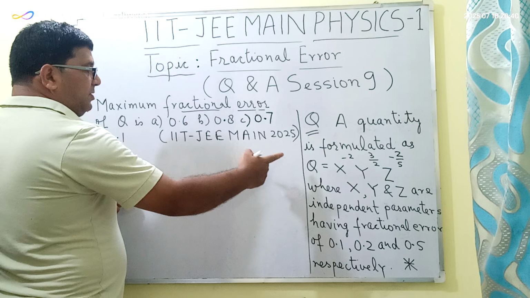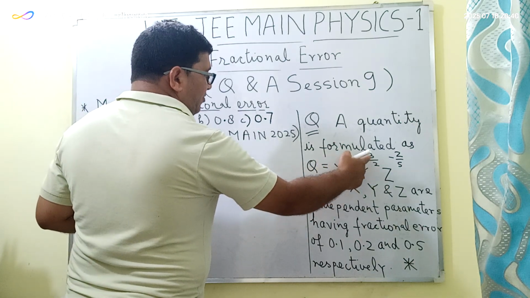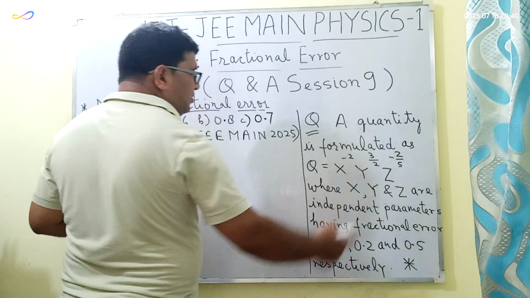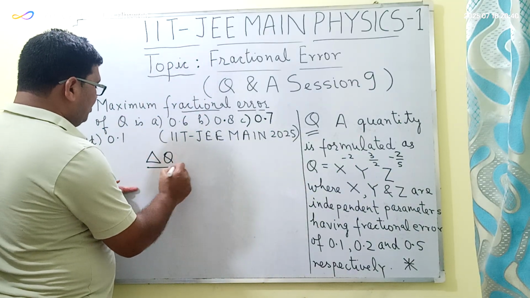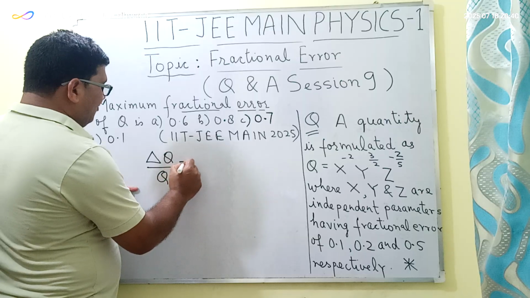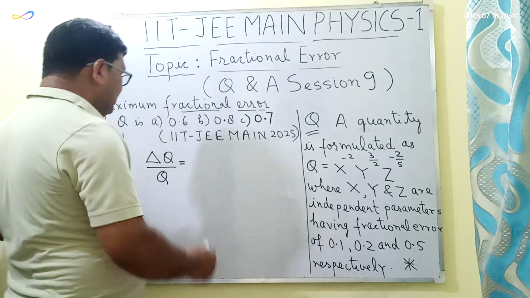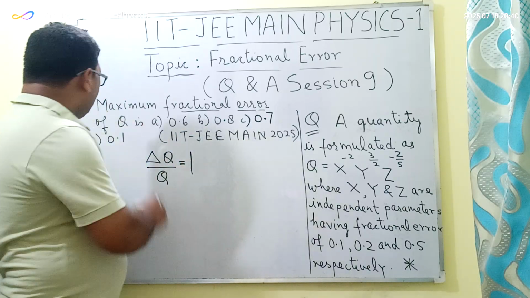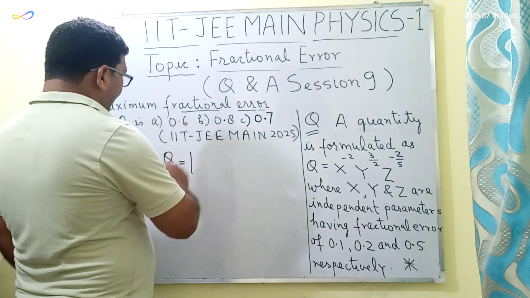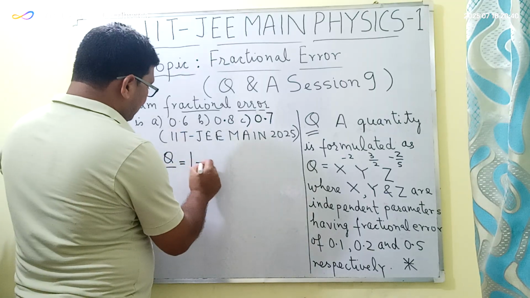So here if q is equal to x to the power minus 2 multiplied by y to the power 3 by 2 multiplied by z to the power minus 2 by 5, then delta q upon q. Now delta q upon q is what? This is the fractional error or the relative error in the measurement of q. So here we have to find the maximum fractional error in the measurement of q.